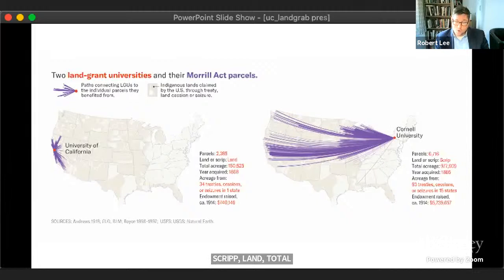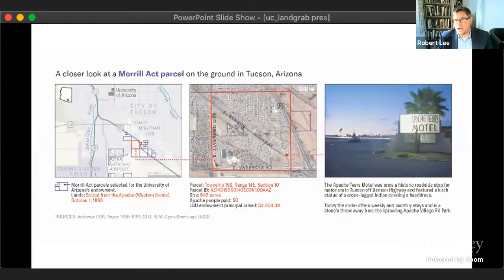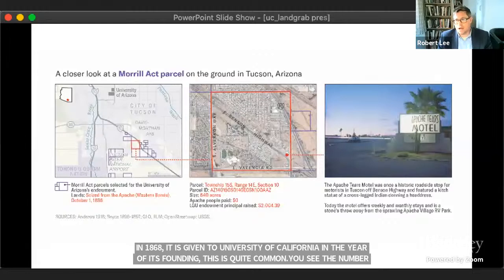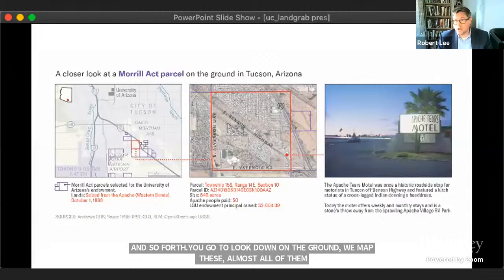The year that it was acquired by the university: you heard earlier, the University of California was founded in 1868. It's given to the University of California in the year of its founding. This is quite common. You see the number of treaties, and so on and so forth. When you go and look down on the ground, we map these, almost all of them accurate to the acre. So these are parcels of the public survey, of the public domain, the little squares and rectangles that you see when you fly across the country and look out the window.